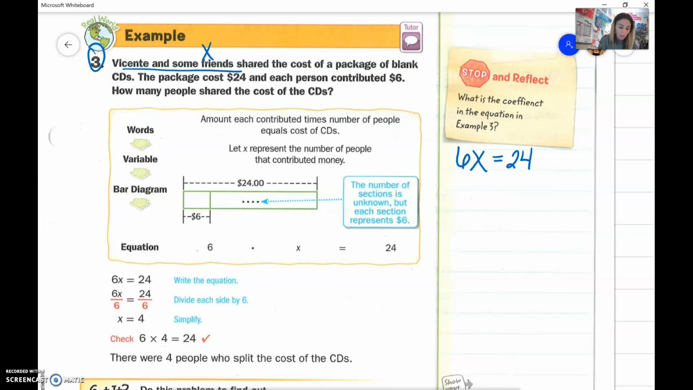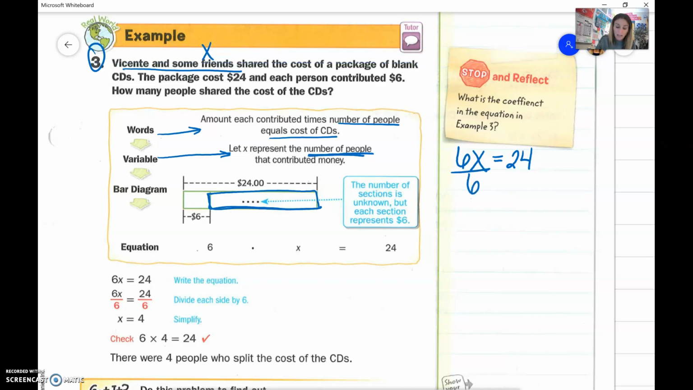Okay? You can look at the words. The amount contributed times the number of people. That's the words. We let x represent the variable for the number of people that contributed. And so let's do the bar diagram. It was a total of $24. Each person contributed $6. We need to know this section right here of how much each person contributed, which means 6 times x equals 24. So it looks like this.